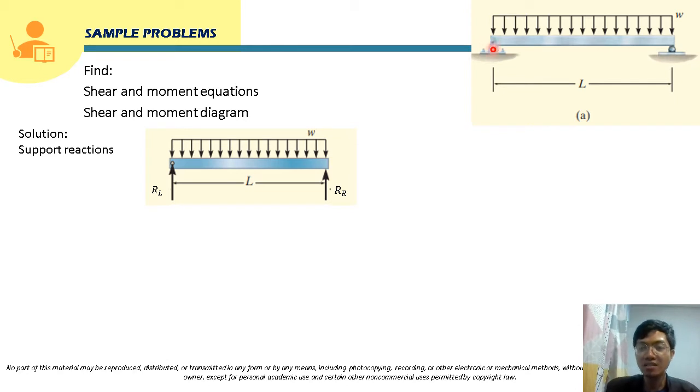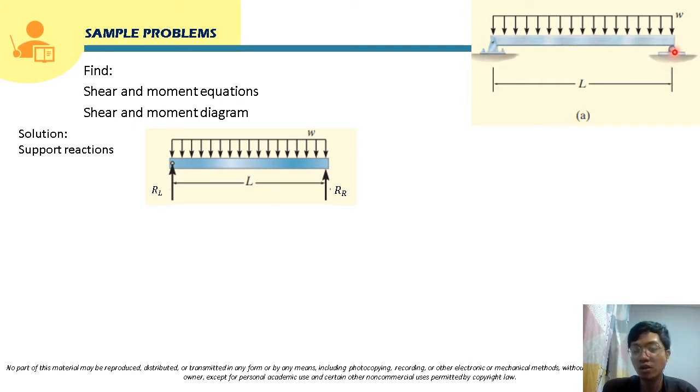Here, at this end, class, it is hinge supported. So supposedly there will be two reactions here, one horizontal reaction and one vertical reaction. But as you can see here, there are no horizontal loadings. There's no applied horizontal loading in the beam. So therefore, there will be no horizontal reaction. We will only have a vertical reaction at the hinge support.